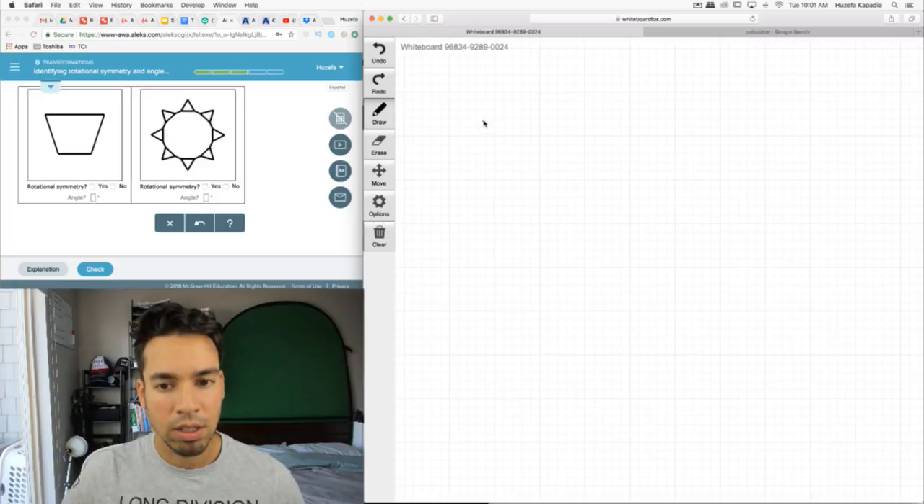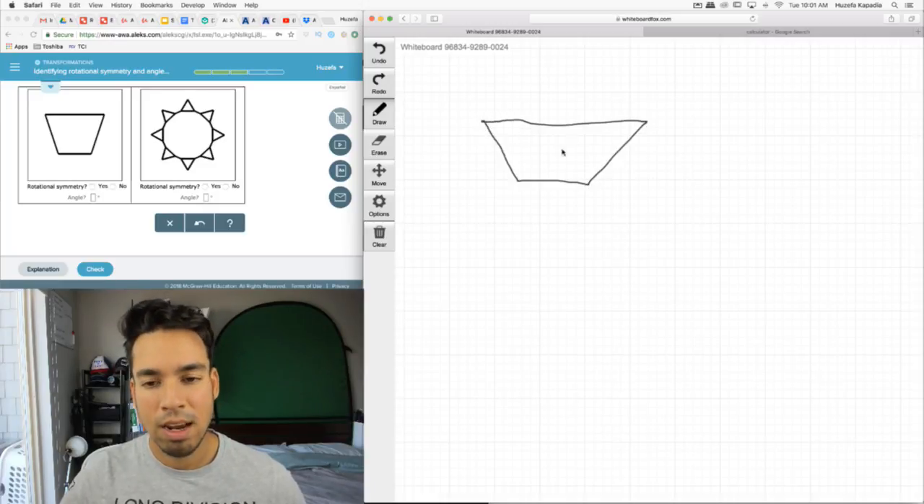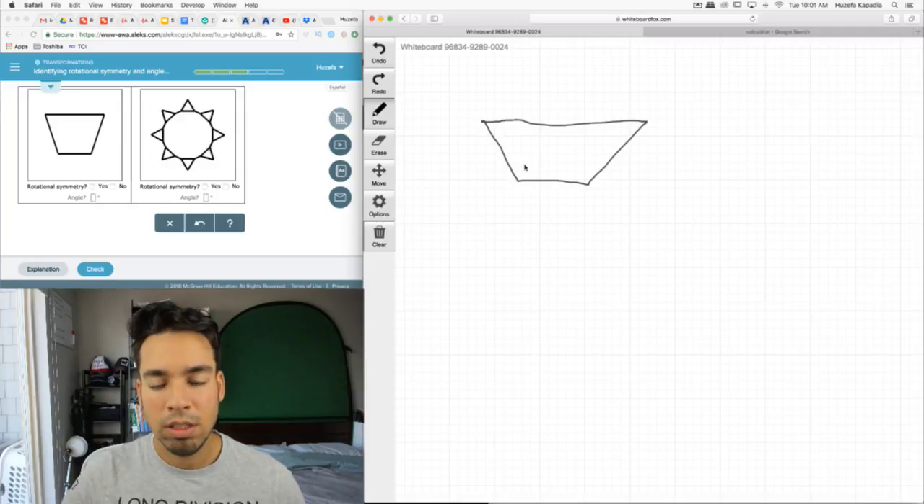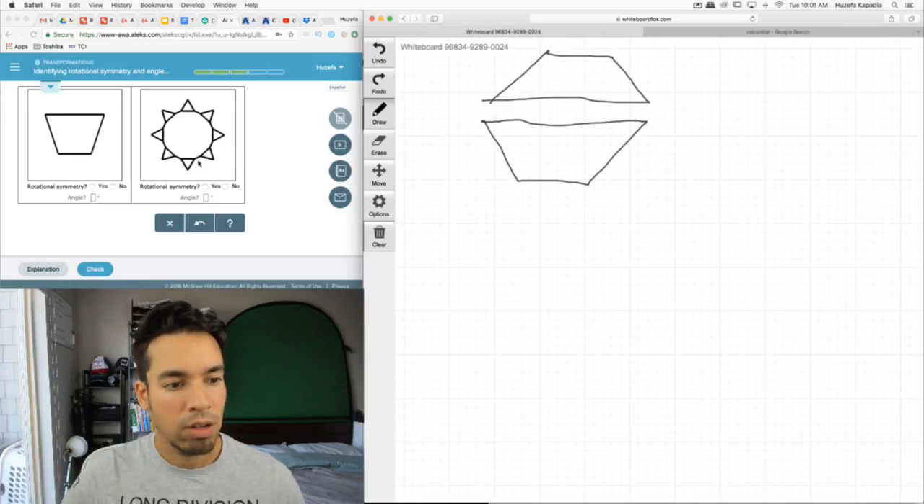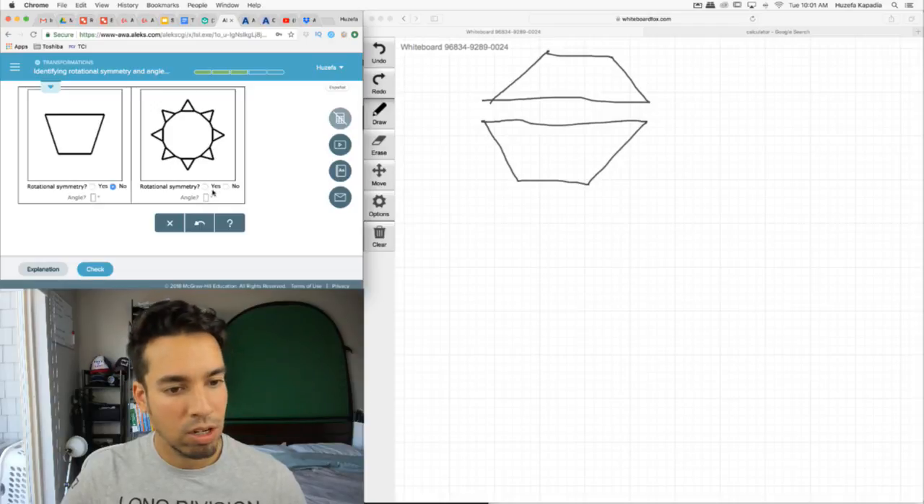This is interesting. Hopefully you can see that this probably doesn't have rotational symmetry, because obviously turning it 90 or 270 doesn't get us there. Even if you turn it all the way upside down, it would look like this, right? So it's not until it comes all the way around that it's the same. So we'd say no. This one definitely yes.